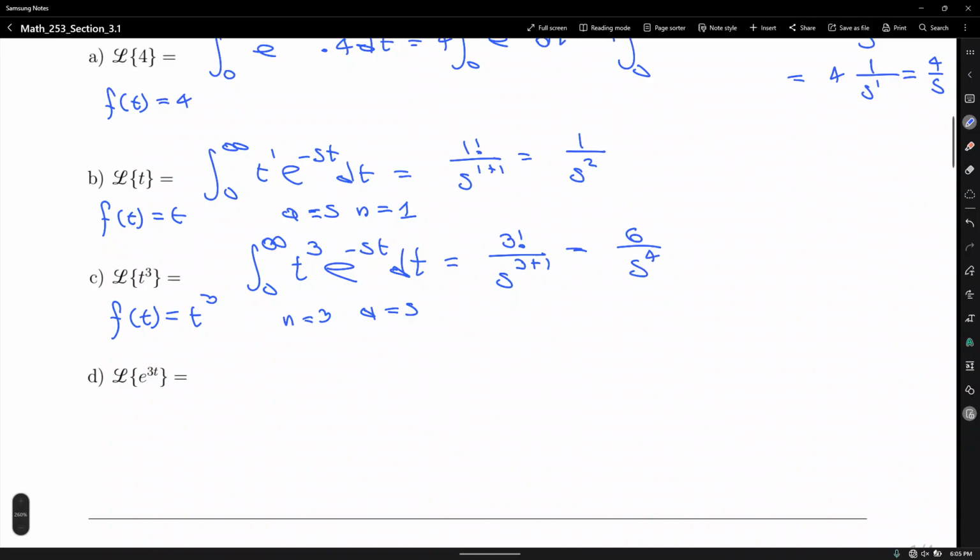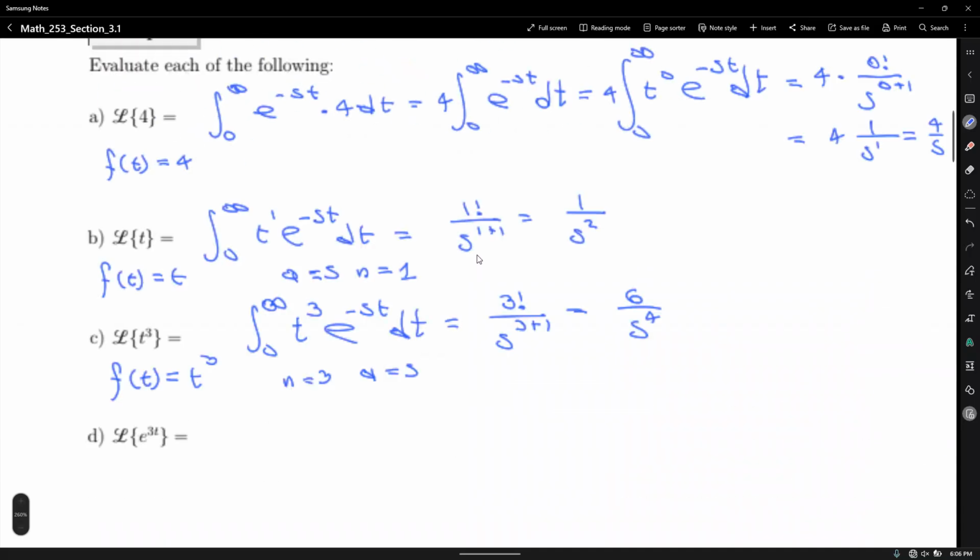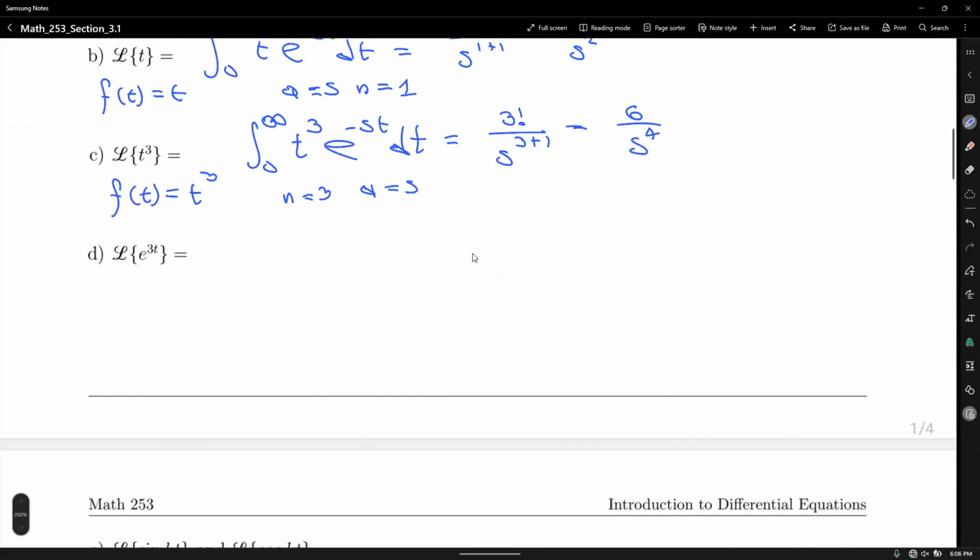Of course, we don't have to do all of this using the integral. Again, there are formulas, so let me show you the formula here. The Laplace transform of some power function t to the n is n factorial over s to the n plus 1. That's all we need. That's actually the result of using the gamma function that I showed you in the previous section. Now, what is the exponential one?